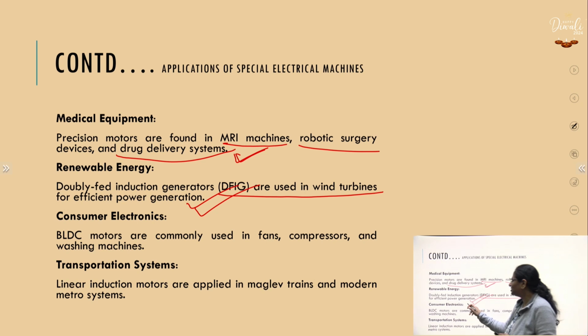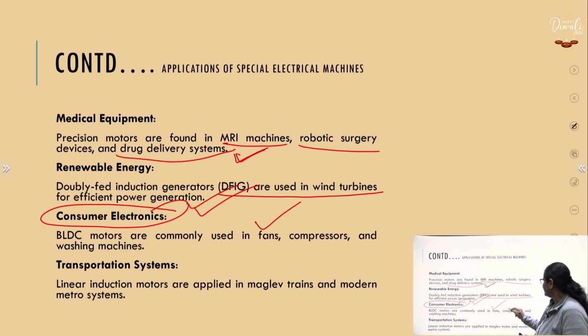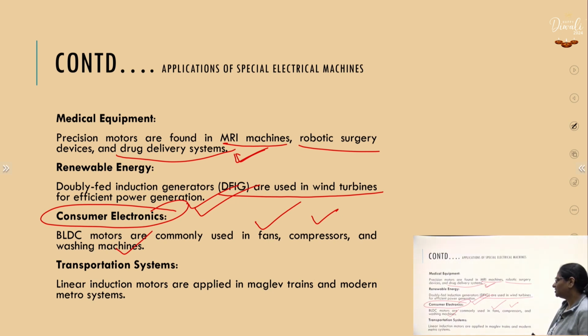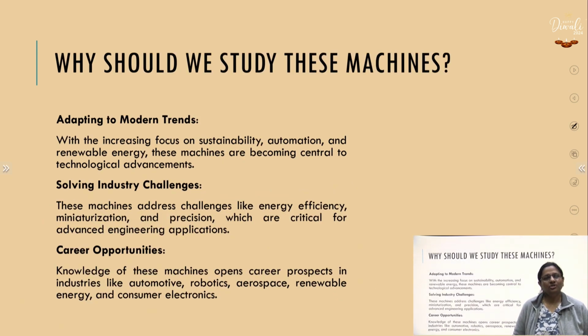Then comes the application in consumer electronics. BLDC motors are commonly used in fans, compressors, washing machines. Besides this, BLDC also find application in electric vehicles, as I have told you earlier in the previous slide. Transportation systems: linear induction motors are applied in maglev trains and modern metro systems. Why should we study these machines? Adapting to modern trends. With the increasing focus on sustainability, automation and renewable energy, these machines are becoming central to technological advancements.